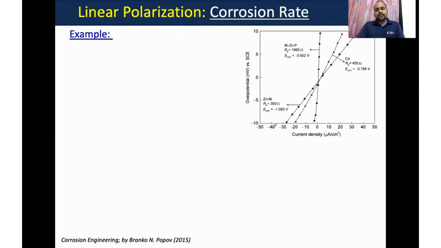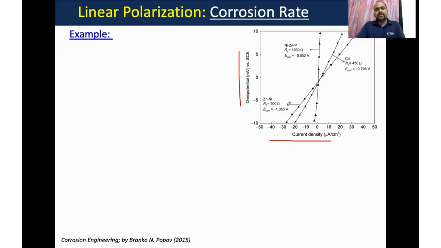What is the change in the corrosion potential? What is the change in the corrosion current? And then what is the CR, the corrosion rate? So I would suggest you just write down these two problems.